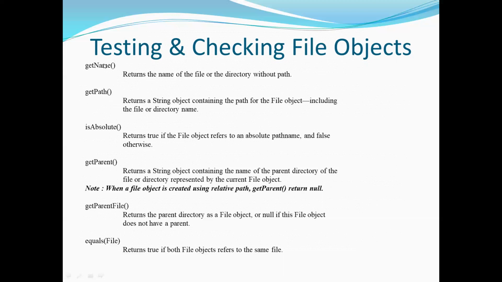So when you need to perform, suppose, a filter, and you want your application to show only those files whose name is something like this, you can use get name. For example, an extension that is only .java, only .class, or .jpg.